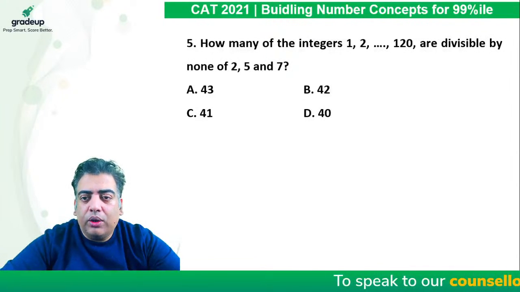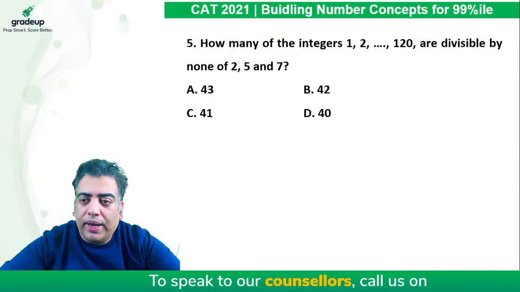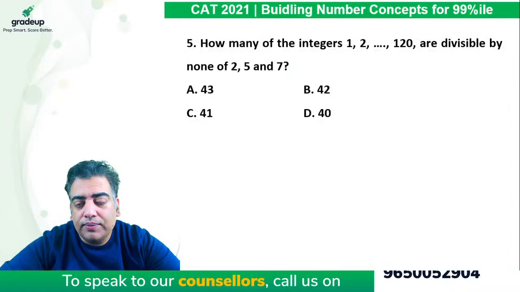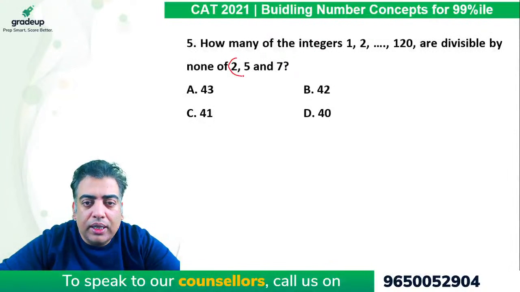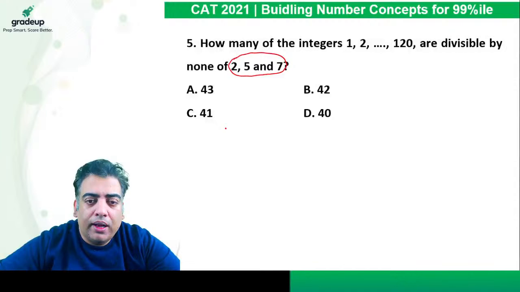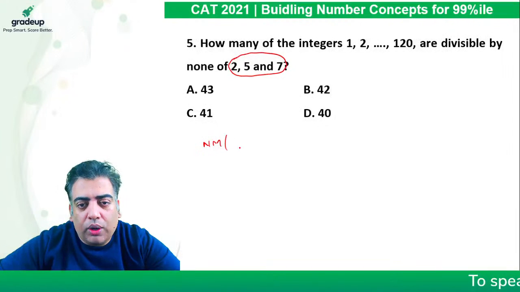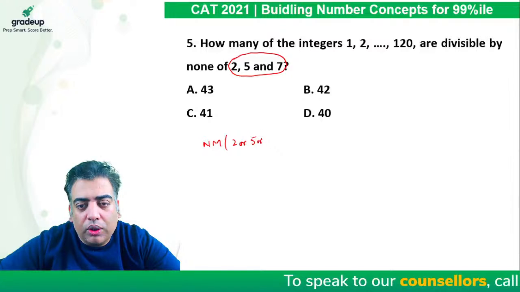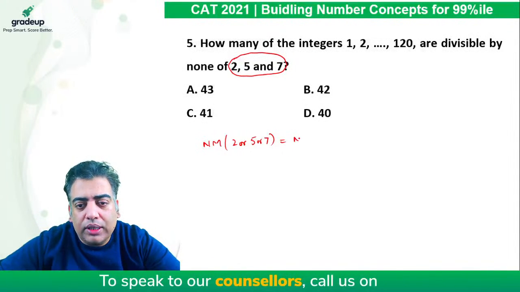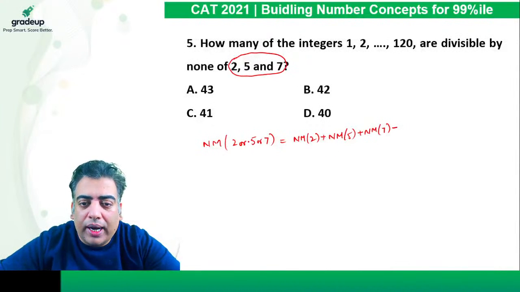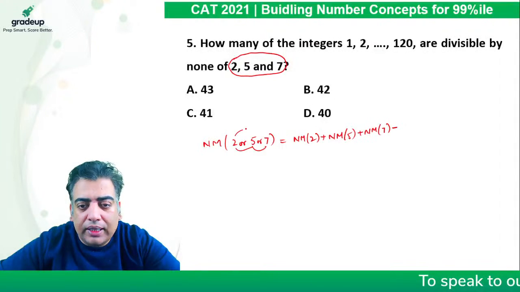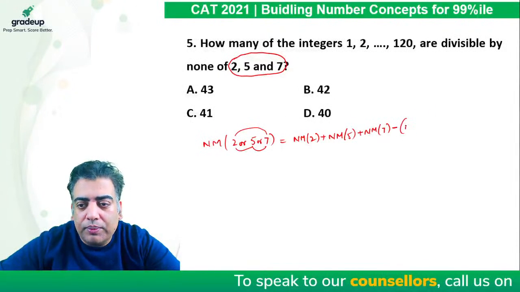Here it says, how many of the integers 1 to 120 are divisible by none of these? So what I was required effectively to find is all the numbers which are divisible by them. The number of multiples of 2 or 5 or 7 equals the number of multiples of 2 plus multiples of 5 plus multiples of 7, minus multiples of 2 and 5, then 5 and 7, and then 2 and 7. All three will be counted.